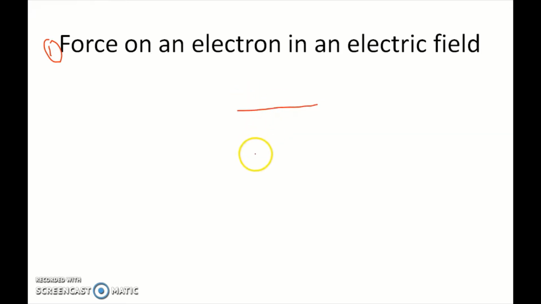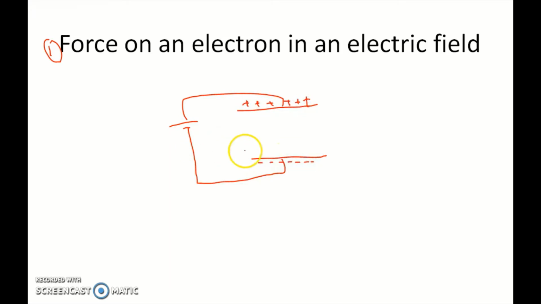Here, if I am taking two plates like this, if one is connected to the positive terminal and the other is connected to the negative terminal, then plate 1 becomes positively charged and plate 2 becomes negatively charged. Let's take V as the potential difference applied between these two plates, and the distance between the two plates is considered as D.